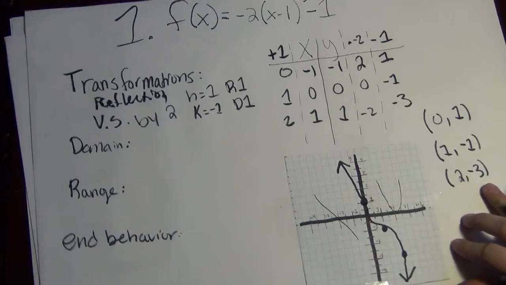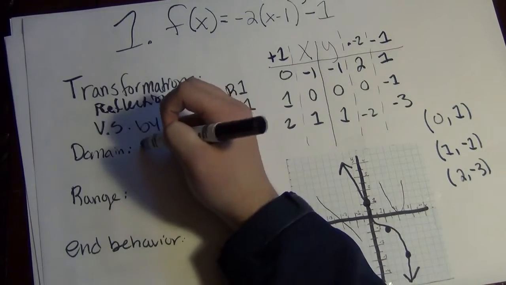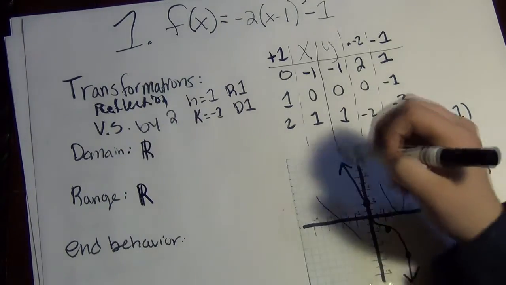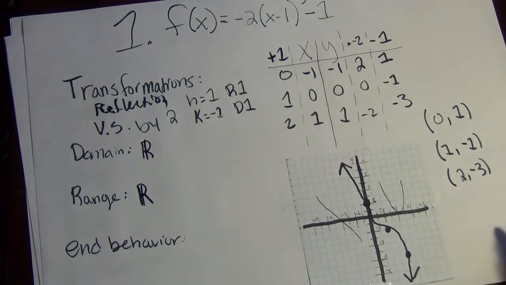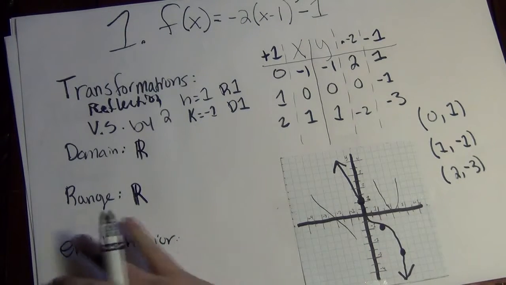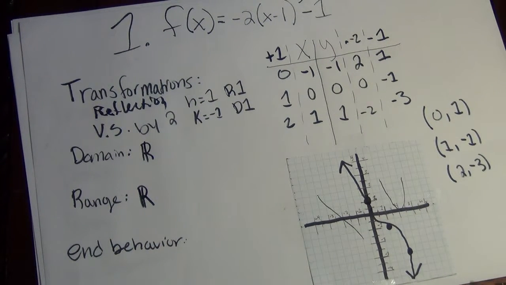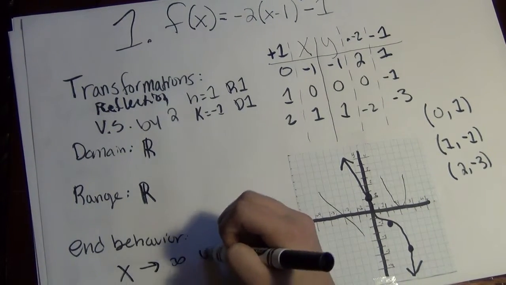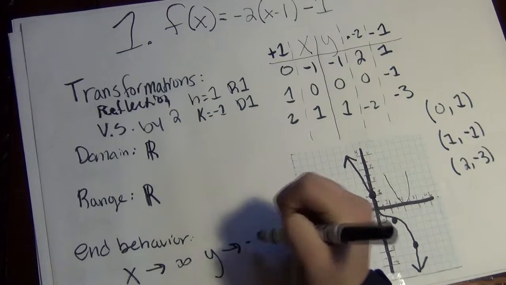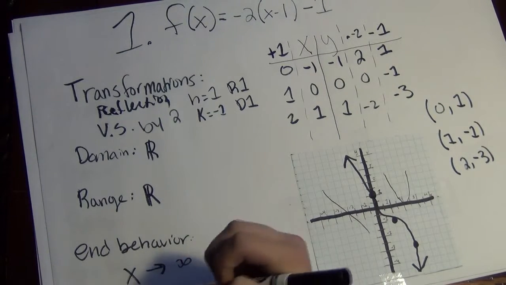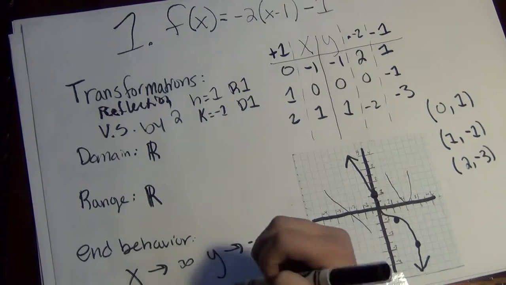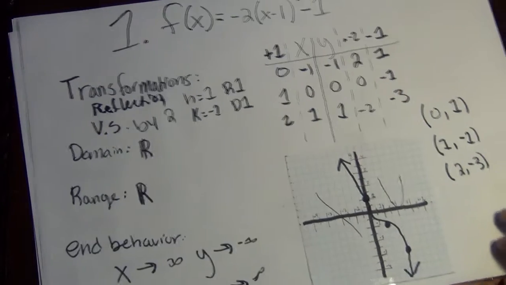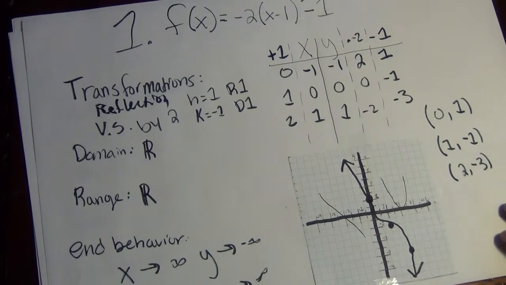And for the domain, which is the x, it's all real numbers, and for the range, since no matter where you go, it can hit any number. And then the end behavior, since it's going down over here, as x approaches infinity, y approaches -infinity. And as x approaches -infinity, y approaches infinity. Alright, and that is it for the first equation.